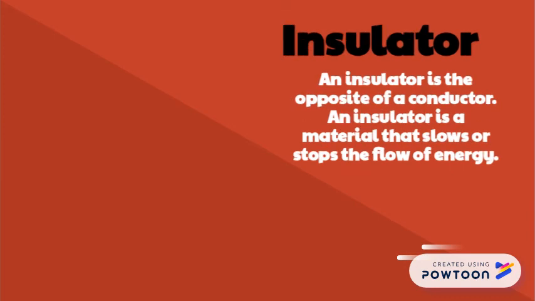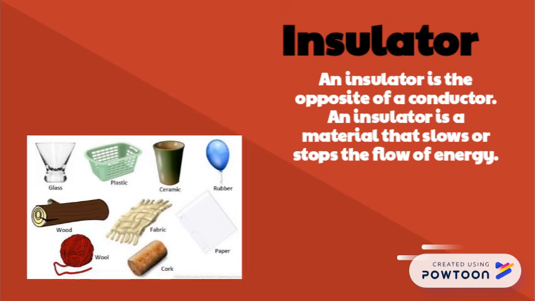Next, we have an insulator. An insulator is the exact opposite of a conductor. An insulator is a material that slows or stops the flow of energy. Some really good examples are plastic, glass, and wood. We use those things on the outside of pots and pans, so that way when we hold them, the heat doesn't transfer to our hands and keeps us safe.